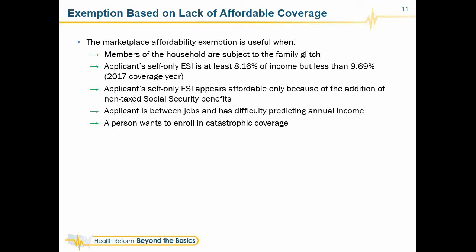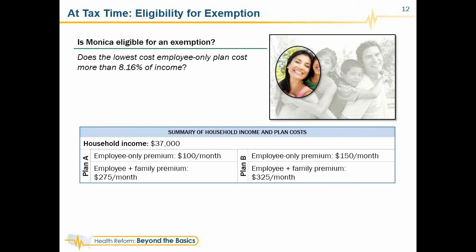Also, if an applicant is between jobs and you really cannot nail them down on an income amount, then immediately consider an affordability exemption to at least lock in an exemption for them for the year. Also, a person might want to enroll in catastrophic coverage, and the exemption based on affordability is their ticket to that kind of coverage. So let's return to our family and see how they fare under the exemption definitions.